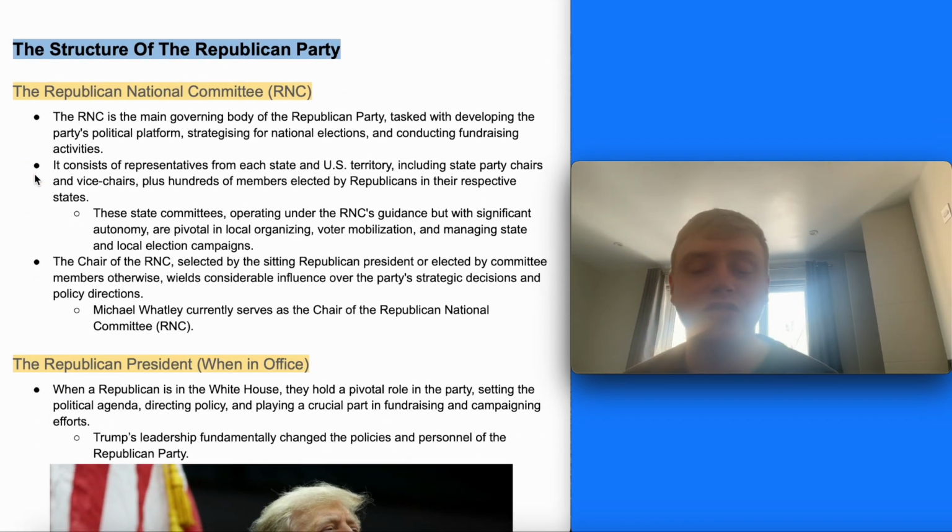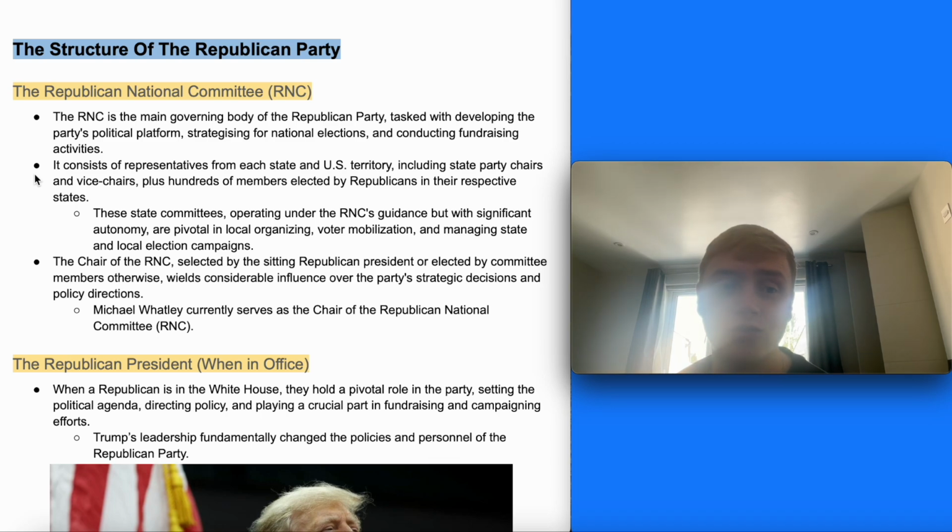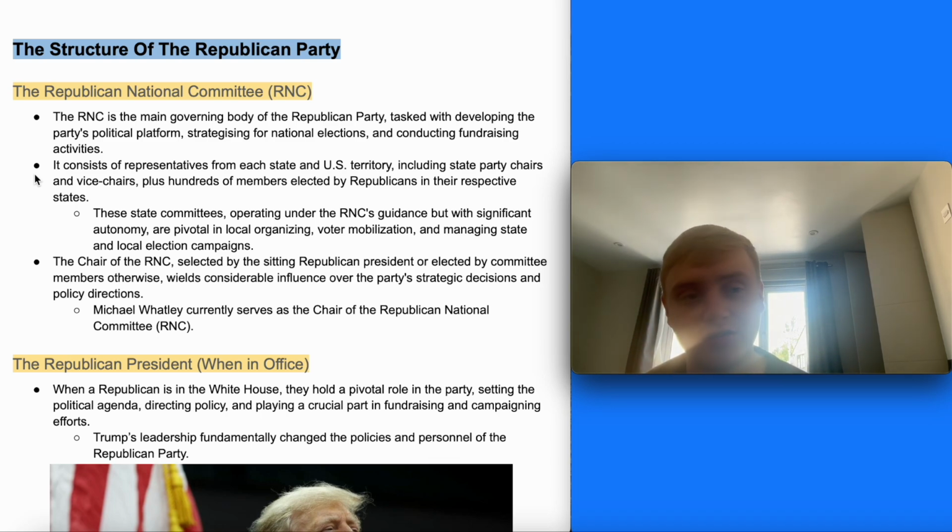What we're going to have a look at now is the structure of the party. The Republican National Committee is the main governing body of the party, tasked with developing the party's political platform, strategizing for national elections, and conducting fundraising. It consists of representatives from each state and US territory, including state party chairs and vice chairs. Each state committee has significant autonomy themselves, and they're pivotal in local organising and voter mobilisation. They come together, and they're key leaders in the Republican National Committee.